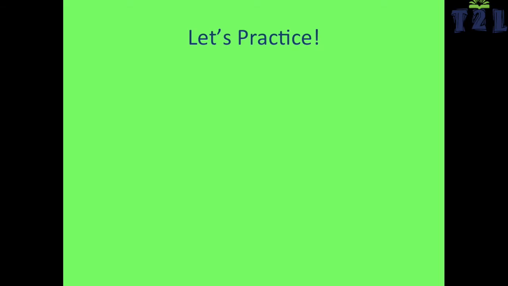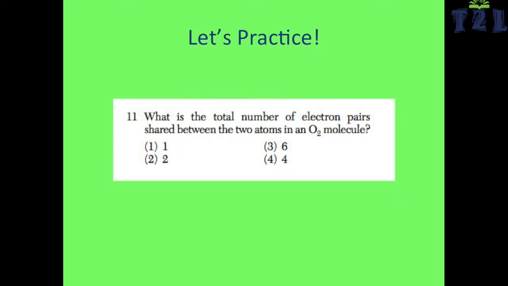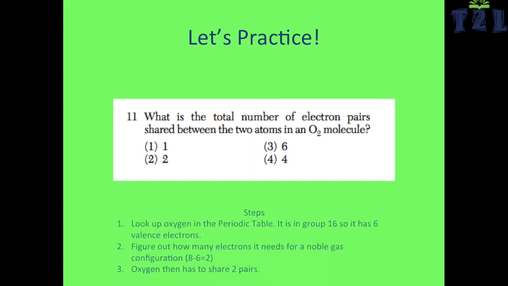So let's practice with some questions. 1. What is the total number of electron pairs shared between the two atoms in an O2 molecule? O2 is a Brinkelhoff atom, which means it only exists as a diatomic, which means there are two of them in nature. So oxygen has 6 valence electrons, which means it's going to need 2 in order to get a valence shell of 8. So it's going to have to share 2 pairs. Let's go to our next question.